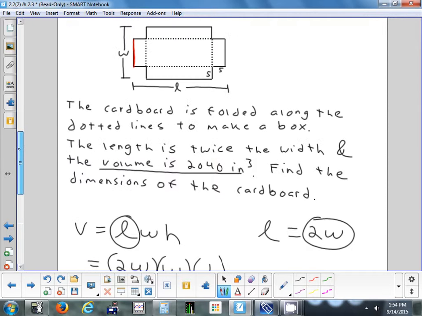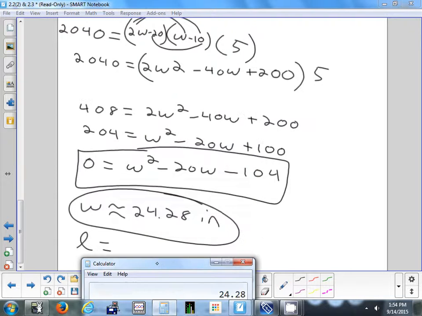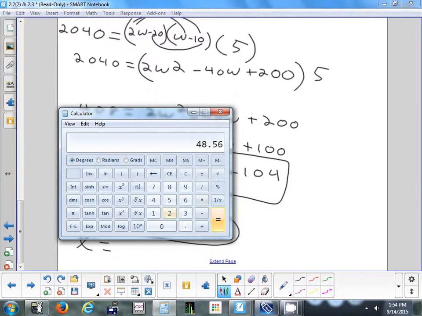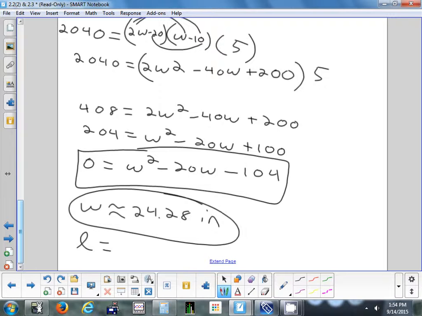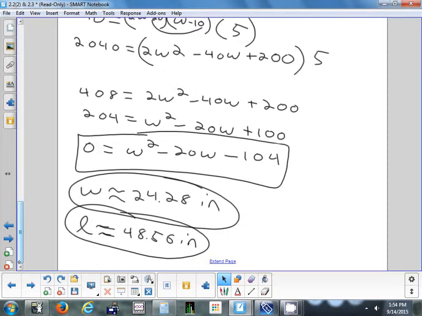And if you know the length is twice the width, just take 24.28 and double it. So it should be about 48.56. That's definitely a little tricky, but we'll try another one tomorrow. And again, if you get stuck on the word problem, don't worry. This is not an extremely critical part for today.